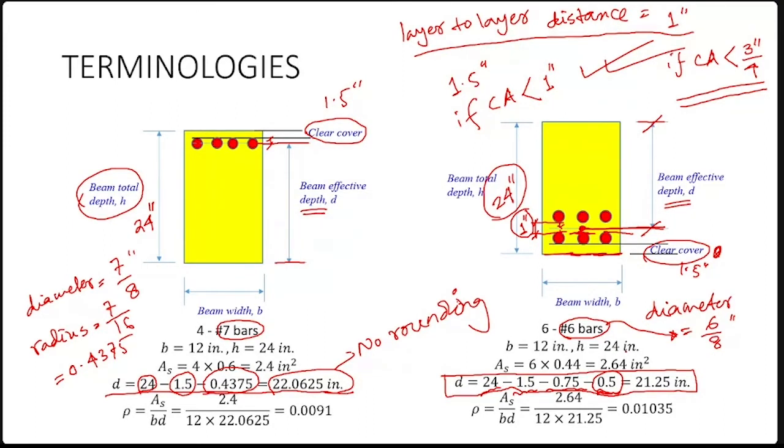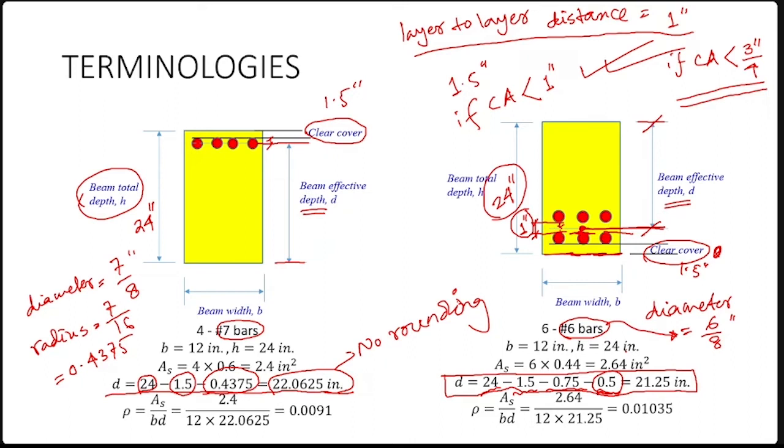We just subtract little by little from the total depth to reach the bar centroid. You just need to think what distances you need to subtract to reach the bar centroid. I gave you 1 minute, try to understand these two.